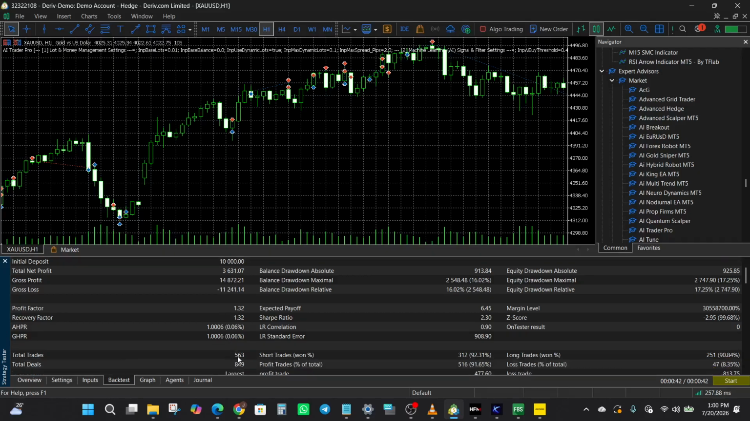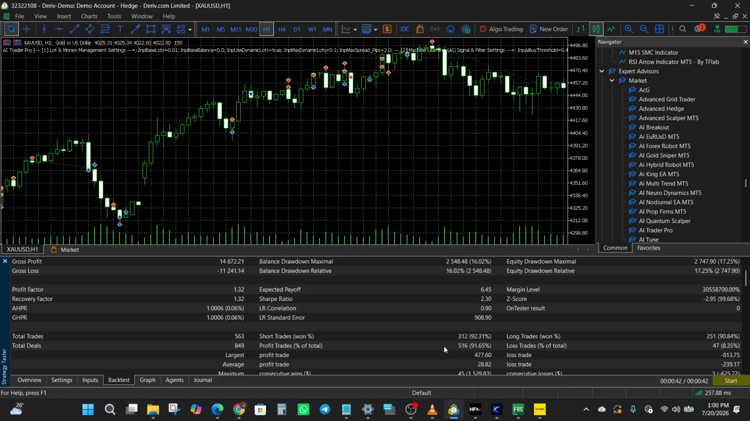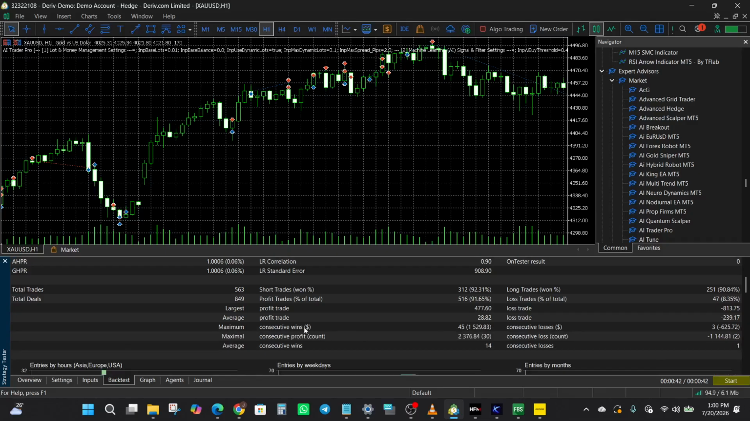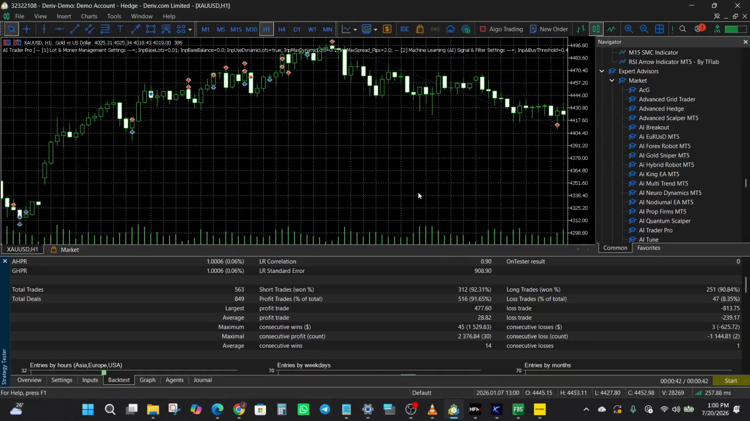across 563 total trades. The win rate came in very high at just under 92%, but average losing trades ran roughly 8 times larger than the average winning trade. We can see here average profit was 28.82, average loss was 239.17. So the difference is significantly much. This lines up directly with the split take profit structure described on the listing, where small partial gains get locked in frequently, while occasional trades that go against the position absorb a larger loss on the remaining volume.